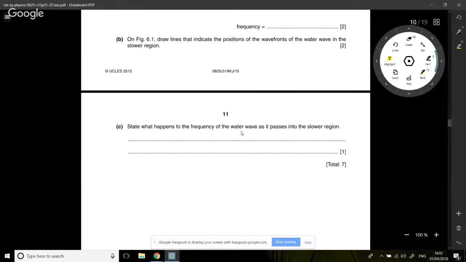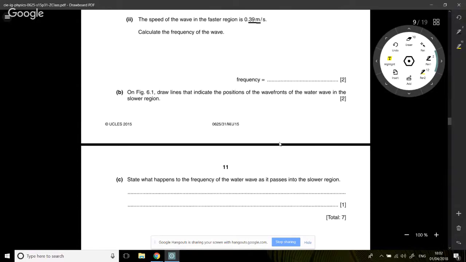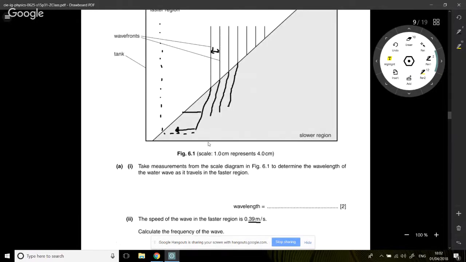State what happens to the frequency of the water as it passes into the slower region. Oh, the frequency remains the same.